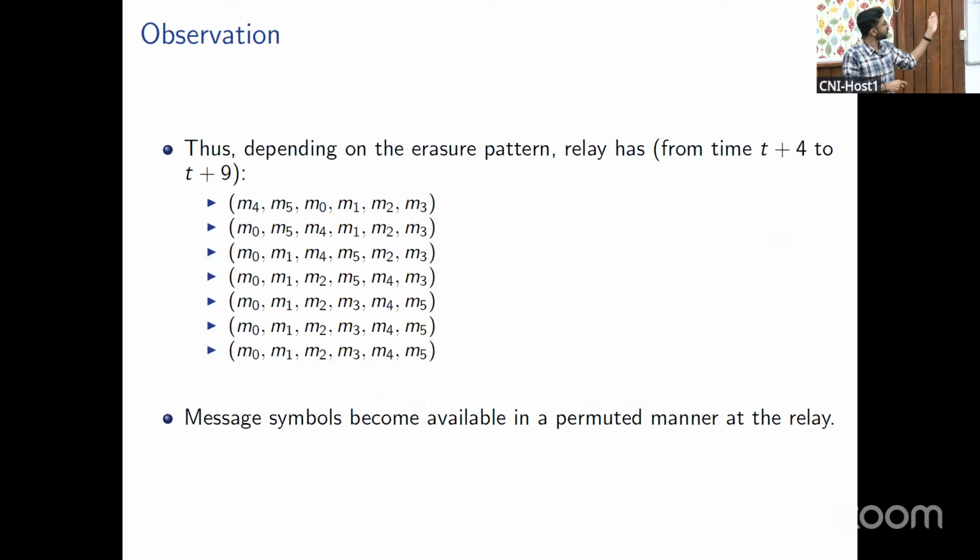So this is the summary. Depending upon the erasure pattern, from t plus 4 to t plus 9, I have these symbols available for transmission at the relay. So I have decoded all the raw message symbols in some permuted manner. And this I can use for a subsequent encoding.